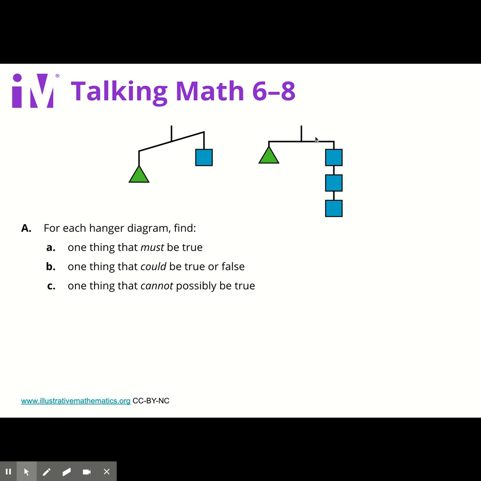For the hanger on the right, something that must be true is that 1 triangle weighs the same as 3 squares. Something that could be true or false is that 1 triangle weighs 3 pounds and each square weighs 1 pound. Something that couldn't be true is that 1 square is heavier than the triangle.